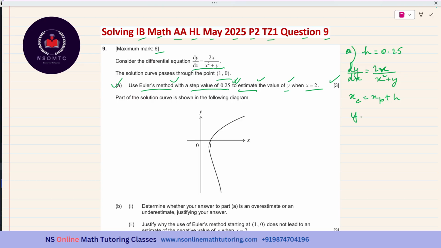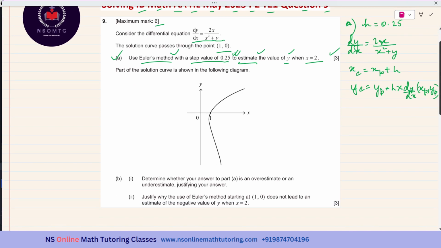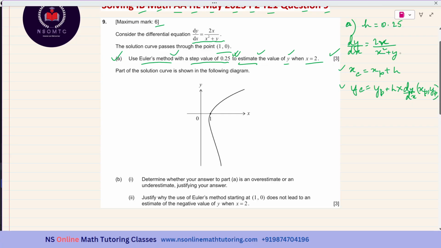And the current value of y should be equal to the previous value of y plus the step size times the gradient function, that is dy by dx. And this should be a function of the previous values of x and y, so it is xp and yp. So let us modify these two equations because we know the h value, it is equal to 0.25.